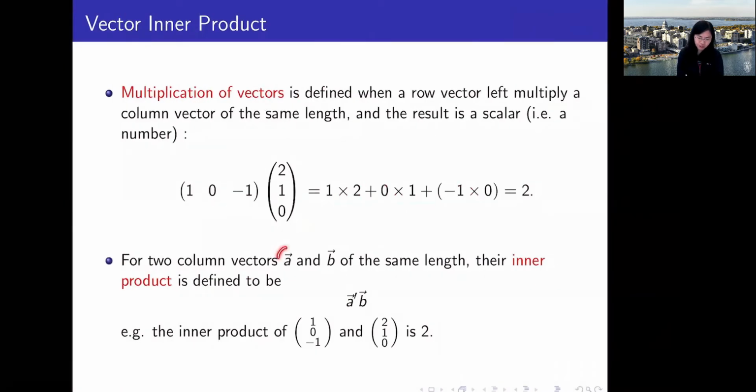And if you have two column vectors, A vector and B vector, of the same length, you can define their inner product. The inner product is defined for two column vectors, and their inner product is A vector prime times B vector. So A vector prime is a row vector. So now you have a row vector times a column vector. And that is well defined, and the result is a scalar. So the inner product of this column vector and that one is 2.